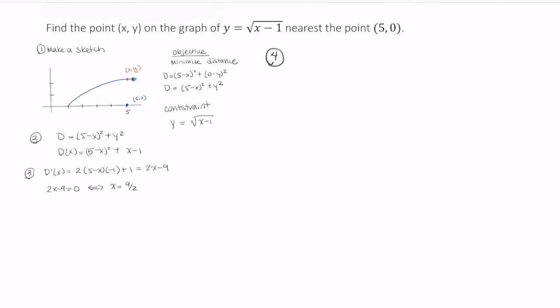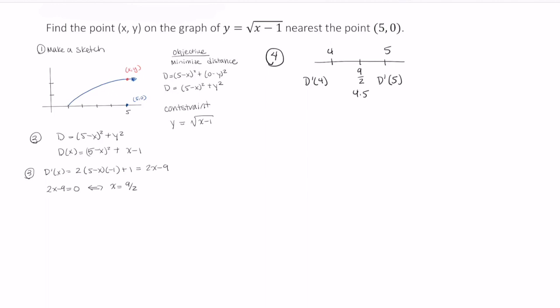All right, this leaves us poised at step 4, which is to confirm the remaining critical values, and in this case we only found one critical value. In this step we confirm this critical value is the desired minimum or maximum. In this case we want a minimum since we're trying to find the point on this graph that is nearest to (5, 0), so we're minimizing distance. To do so, let's start with our number line. Here is 9 halves, which is equal to 4.5, and to the left of 4.5 is just 4, and to the right is just 5. So let's find the sign of the first derivative of our objective function evaluated at 4, and at 5.